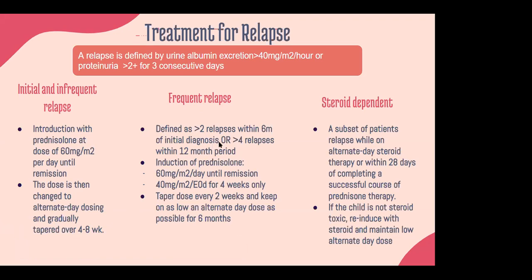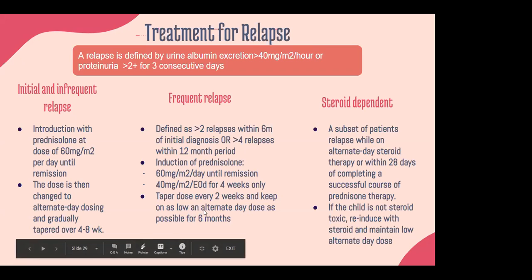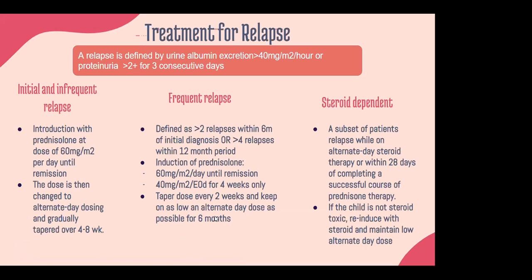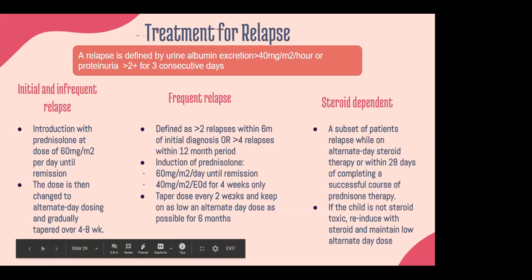months of initial diagnosis, or more than 4 relapses within a 12-month period. So in this case, the prednisolone is the same as for the initial and infrequent relapse, and taper the dose every 2 weeks and keep as low an alternate day dose as possible for 6 months. So we must taper the dose every 2 weeks for 6 months.